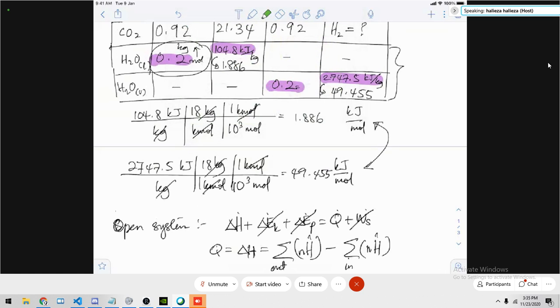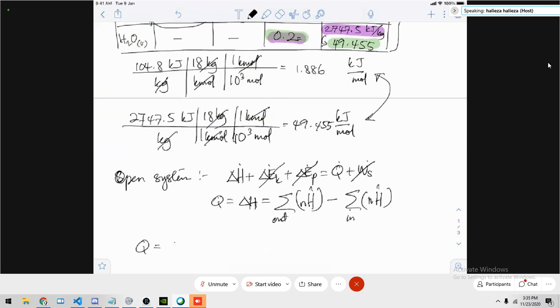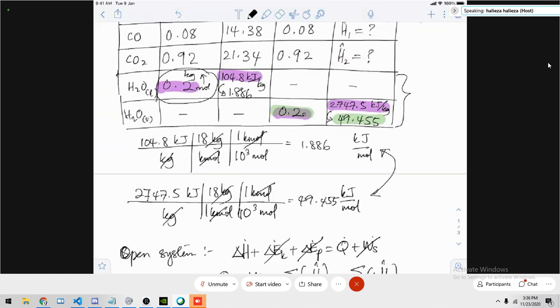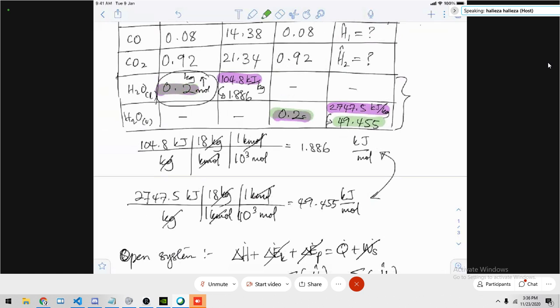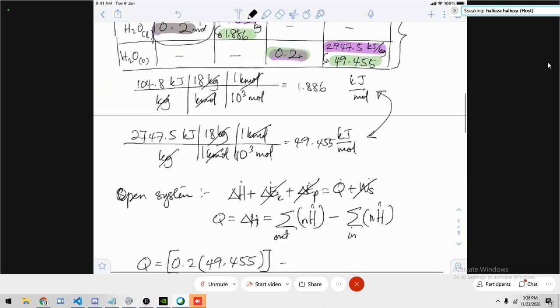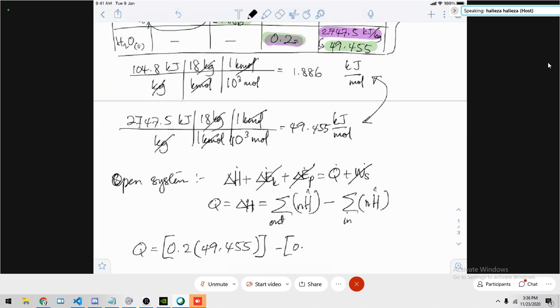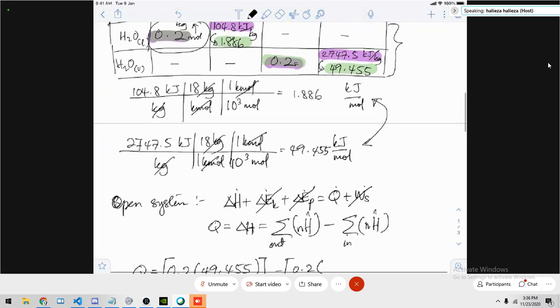Let's use green. That's your outlet for water: 0.2 times 49.455. Minus your inlet. Your inlet is 0.2 times 1.886. So what is that value, guys?